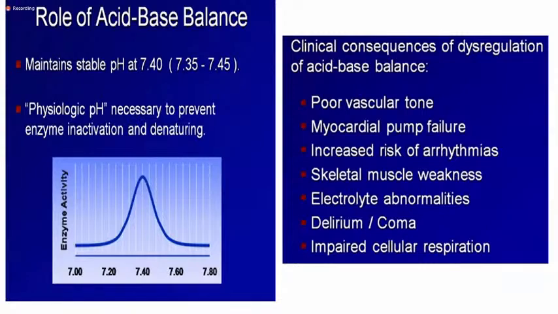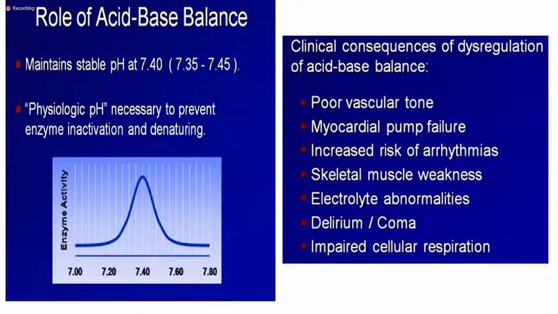So back to your physiology. This is a graph of enzyme activity versus the pH. You can see that enzyme activity is maximal at a pH of about 7.4, but you allow for a range of between 7.35 to about 7.45. Once you get beyond that, this now is the alkalotic range, you get denaturation of your enzymes. If you are below 7.35, now you're acidotic. Again, you get enzyme inactivation and denaturation.